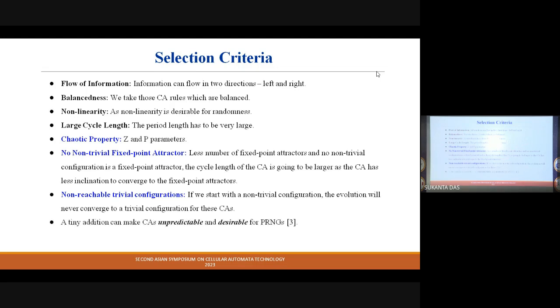In the non-reachable trivial configuration, again we try to diverge our system. With a small tiny addition, we cannot predict our system. That is desirable for a PRNG as well. So we'll go to the next slide.